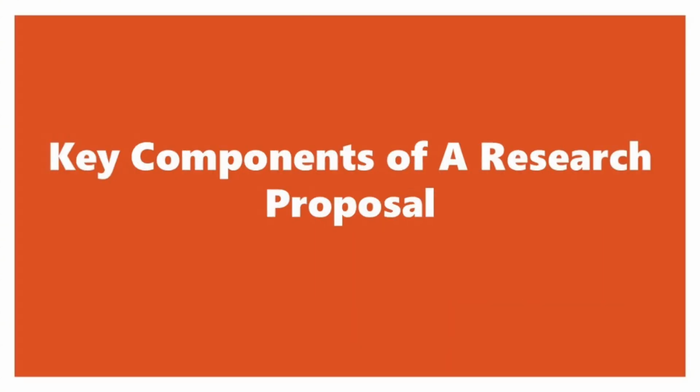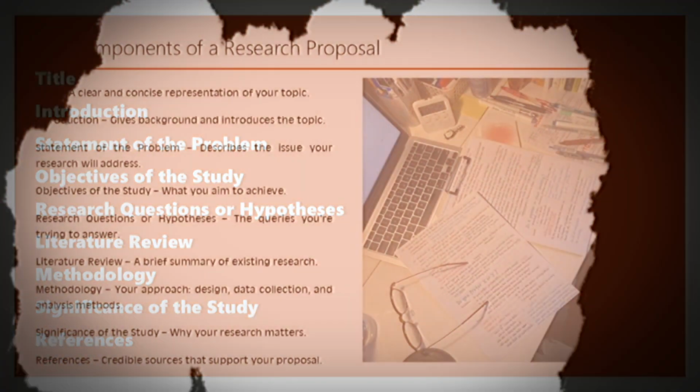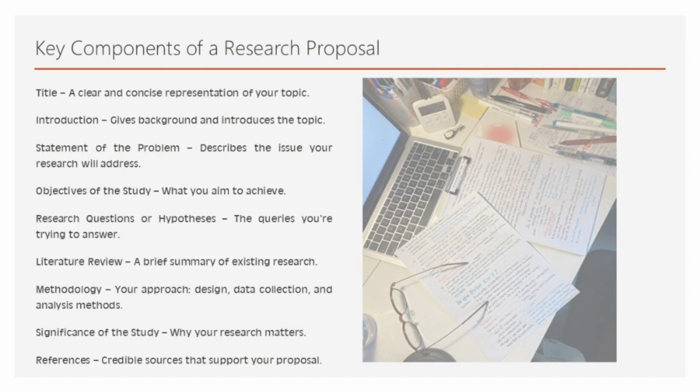Key components of a research proposal. Here are the typical sections you'll find in a standard research proposal. Title: a clear and concise representation of your topic. Introduction: gives background and introduces the topic. Statement of the problem: describes the issue your research will address. Objectives of the study: what you aim to achieve.